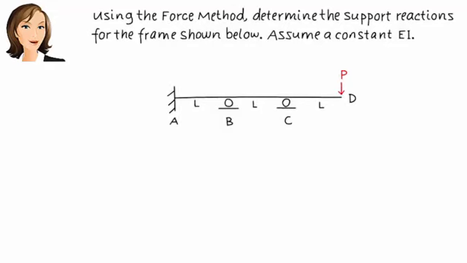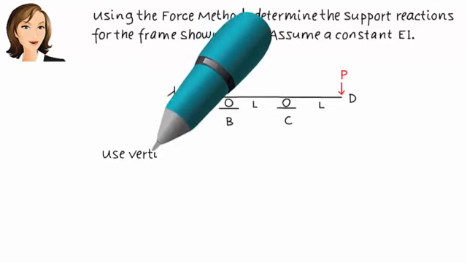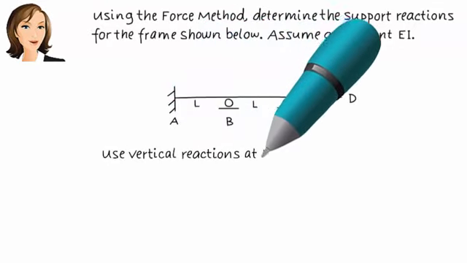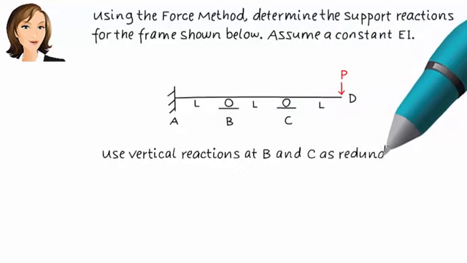Here we have a statically indeterminate beam subjected to a concentrated load. We wish to analyze it using the force method. The beam has a degree of indeterminacy of 2, so we need to pick 2 of the reactions as redundant forces. Let's make the vertical support reactions at B and C redundant.